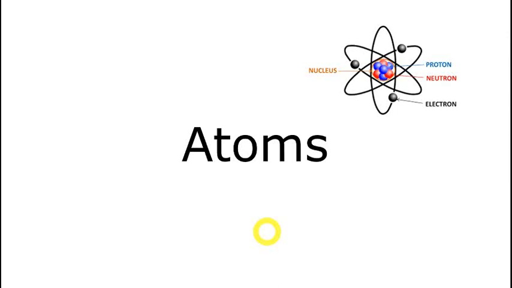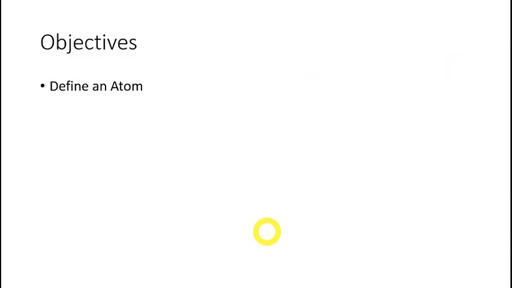Okay, now we're going to have a lesson on atoms, and understanding atoms is fundamental to understanding electricity. Down at the atomic level is where electricity actually operates, and we're going to get into why that is in just a moment here. But let's study atoms. We have some objectives here.